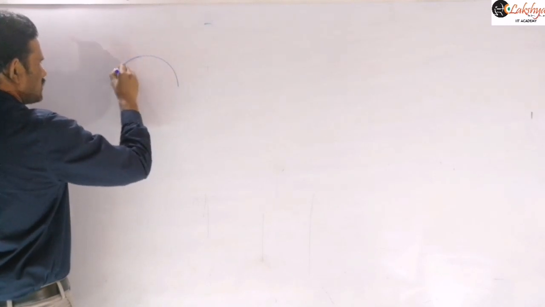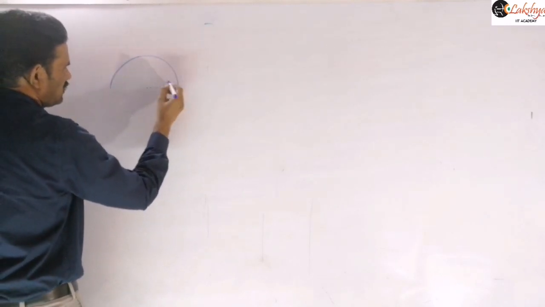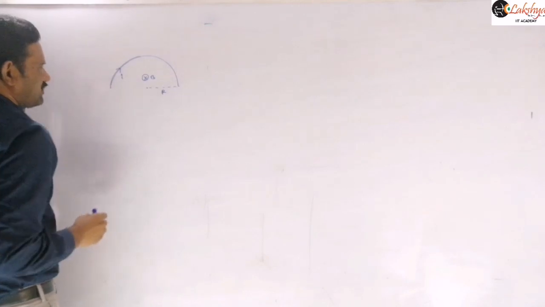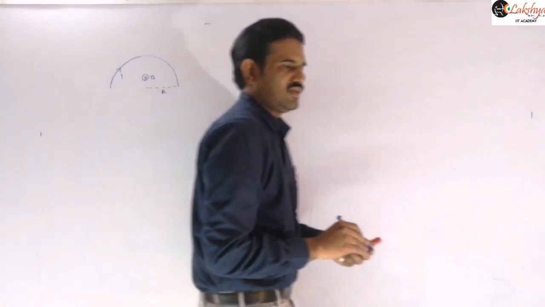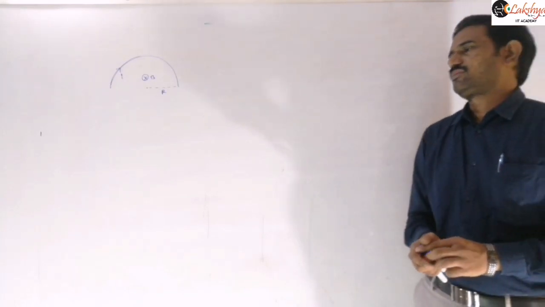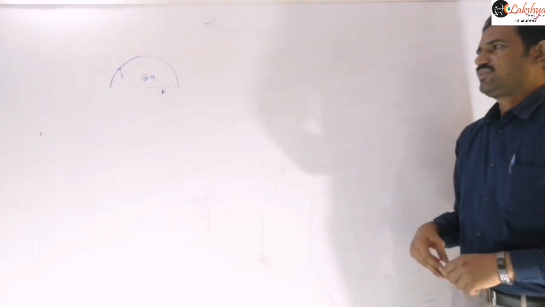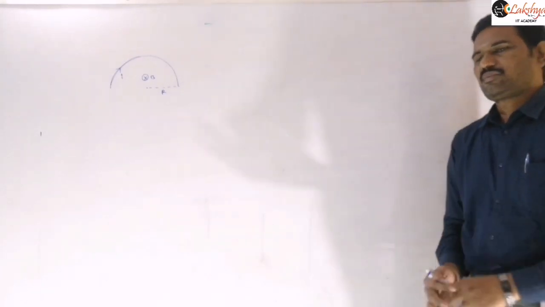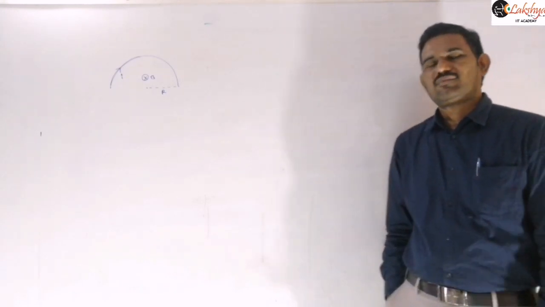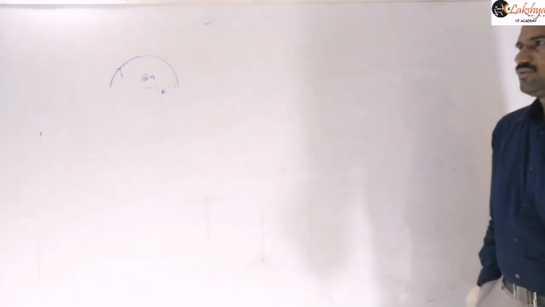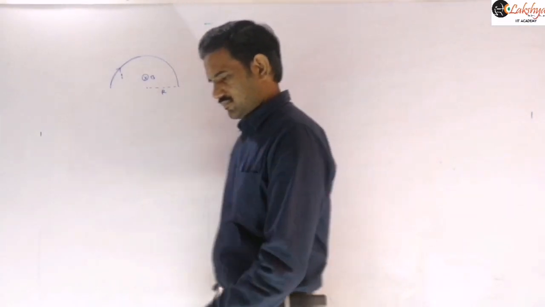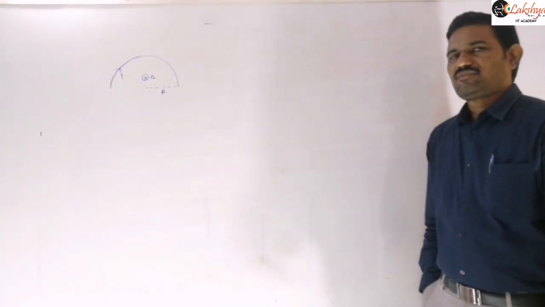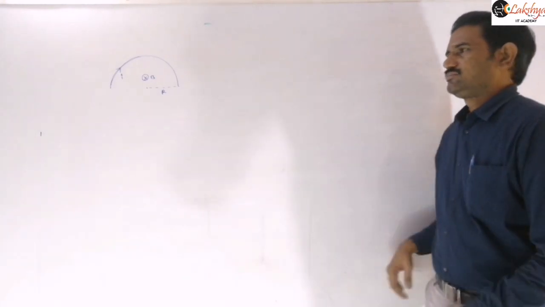So I am taking a semicircular wire here of radius r, and suppose here the magnetic field is into the plane and current I. A semicircular loop of radius r carrying current I is placed in a magnetic field of induction B, normal to its plane. Find the force acting on the conductor.